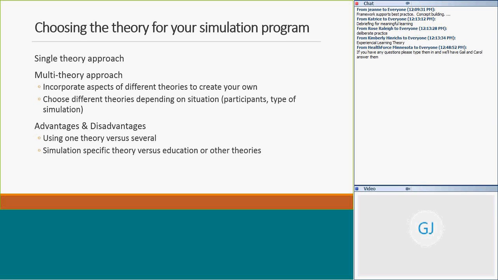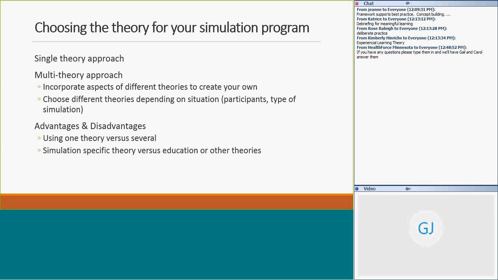Overarching themes, what's supportive of the outcomes that you're looking for? The items that you need to think about is, does your theory support reflection and reflective practice? Because that is key to learning and moving forward with learning. Make sure that you're using a safe environment.